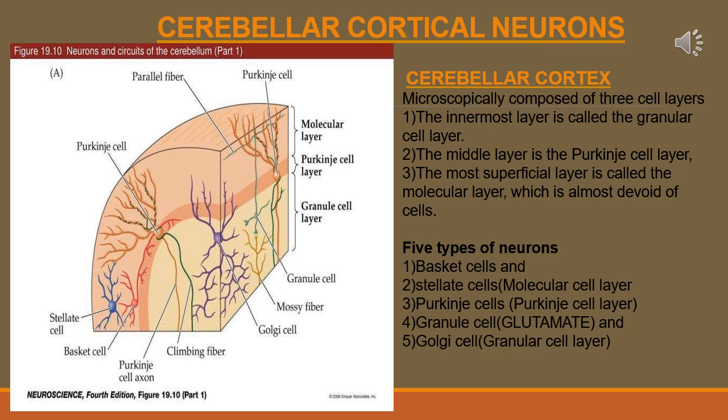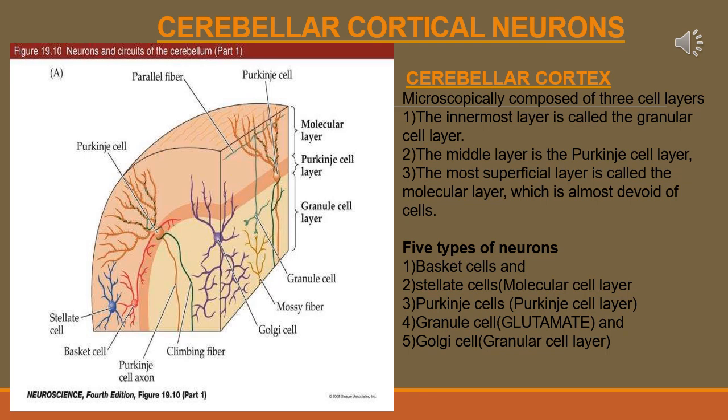Cerebellar cortical neurons. Before going into the cerebellar cortical neurons, we will discuss the cerebellar cortical gross structure. Grossly, in cross section, the cerebellum is seen to have an outer grey matter called the cerebellar cortex that surrounds the inner white matter. Within the white matter are embedded 4 pairs of nuclei, the deep cerebellar nuclei. The cerebellar cortex is extensively folded on itself, constituting the folia, that is leaf-like parts marked off from one another by fissures. These folia overlie the white matter, which consists of afferent and efferent fibers.